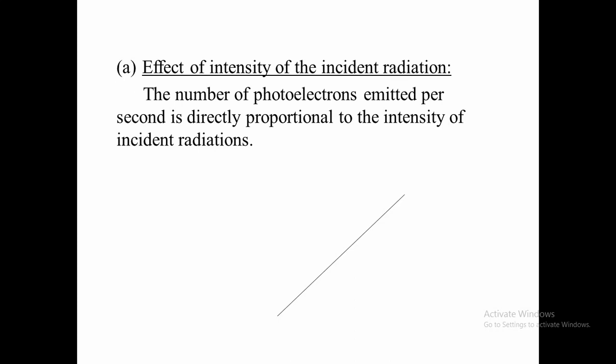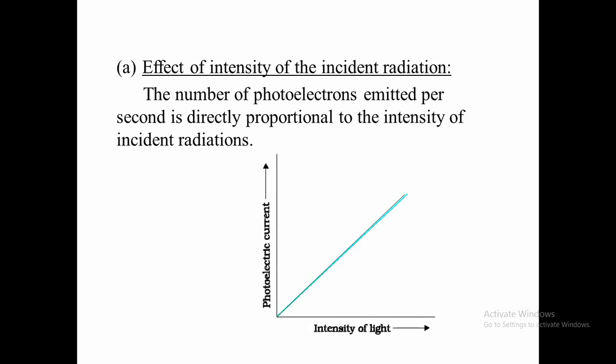If we plot the graph with intensity of light along the x-axis and photoelectric current along the y-axis, we will get a linear line originating from the origin. This shows that the number of photoelectrons emitted per second is directly proportional to the intensity of the incident radiation. It means that photoelectric current depends on the intensity of the incident radiation, not on the frequency, because we have kept the frequency constant.